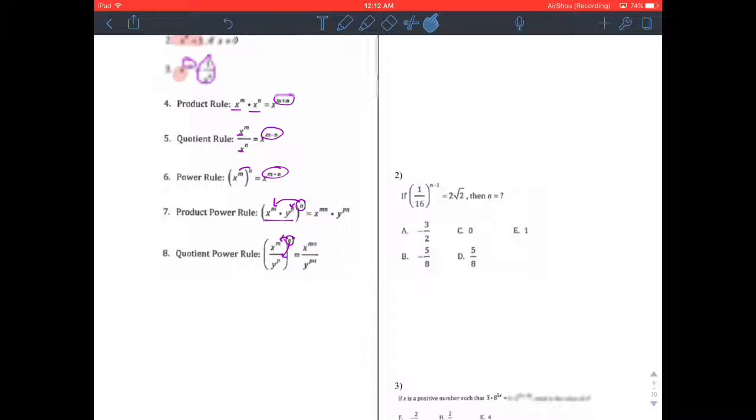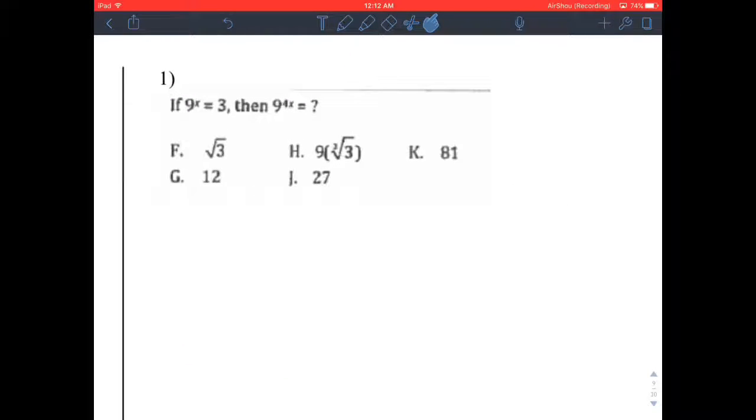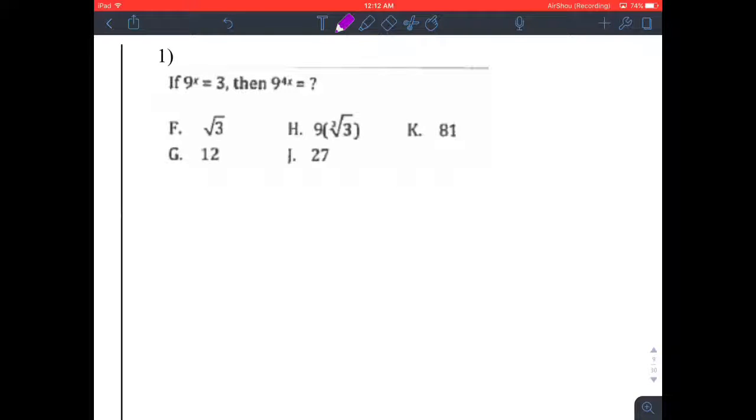Let's look at the first example. Remember, these are advanced problems, so for some of these things it's better for us just to cheat than to actually do the math, because we are being graded on time. This one we can do with math quicker probably than cheating.